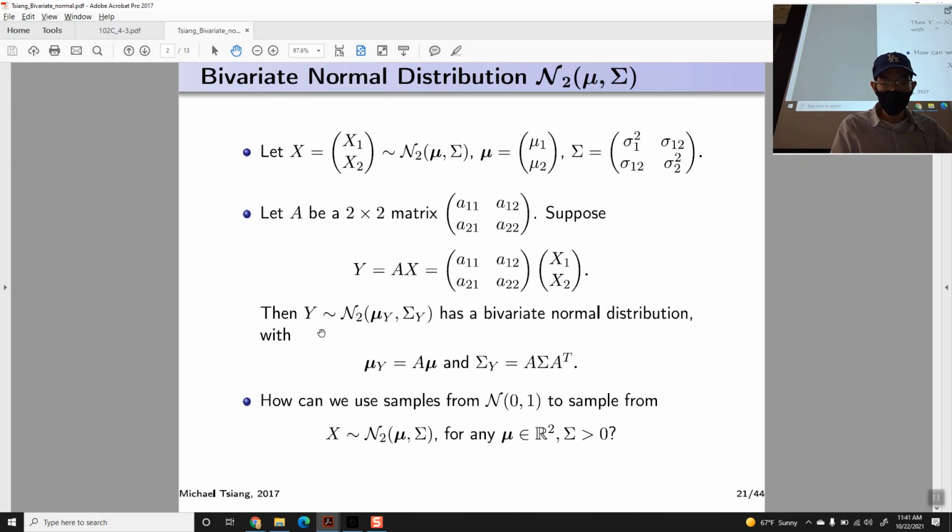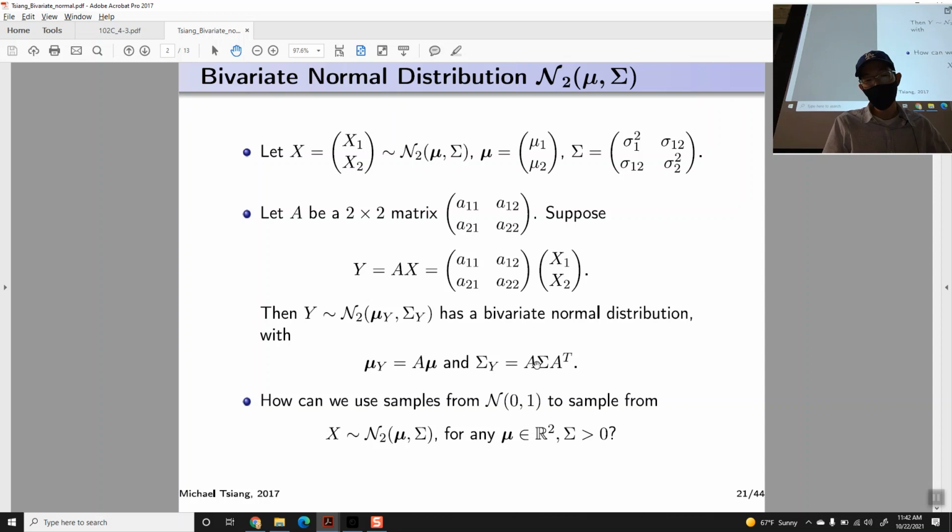let's make Y, which comes from a bivariate normal distribution. If we say Y is equal to the product of A times X, so we take our coordinate X, X1 and X2, and multiply it by matrix A, what is the mean of Y going to be? The mean of Y is going to be A times the mean of X. So if Y is defined as A times X, the mean of Y is A times the mean of X. And what is the variance of Y?